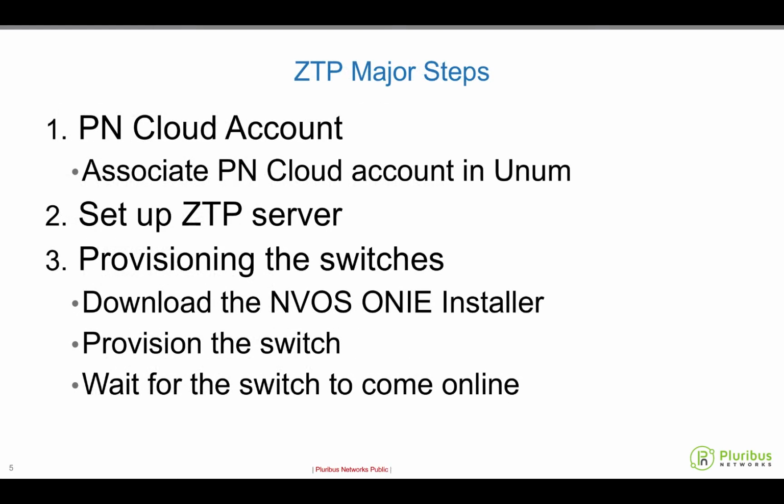There are three major steps to using ZTP in UNUM. First, we need to associate our PN Cloud account. Second, we need to set up our ZTP server. Third is provisioning the switches. Here we'll download the NVOS installer and provision the switch, then wait for the switch to come online.